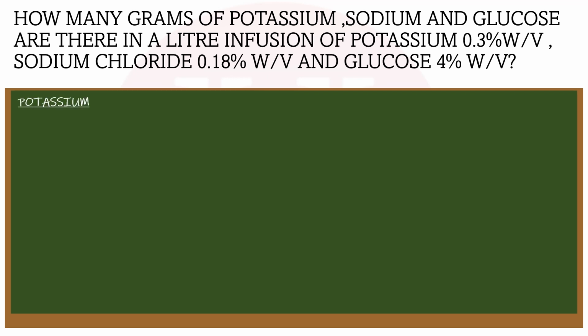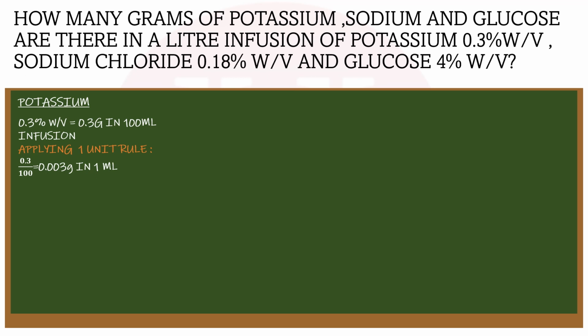The first step is to convert the percentage into grams. So here 0.3% W by V means 0.3 grams in 100 ml infusion. And the second step is applying the 1 unit rule. We will be calculating out in 1 ml how much grams of potassium is there. So dividing 0.3 by 100 is equal to 0.003 grams in 1 ml.